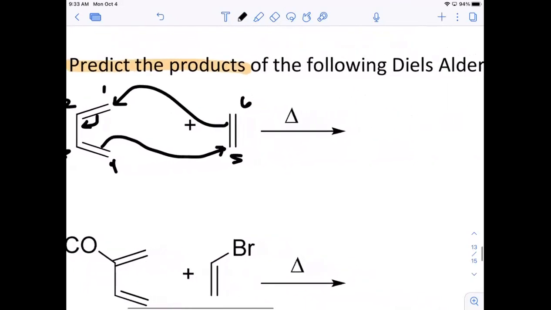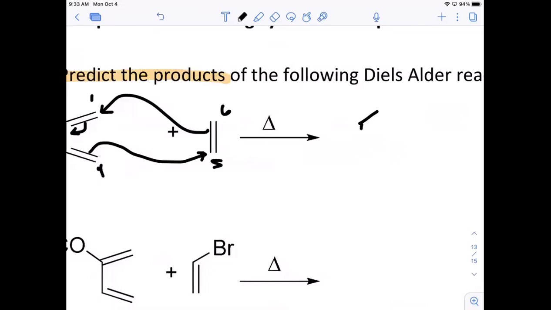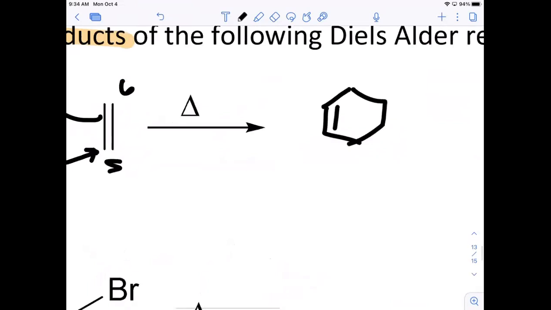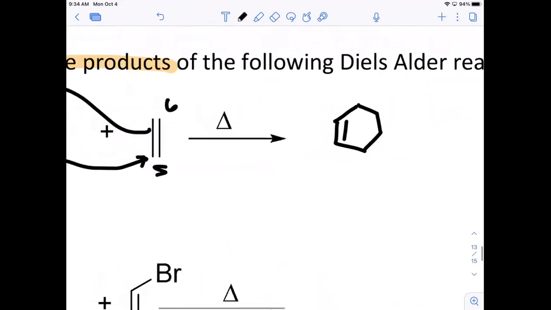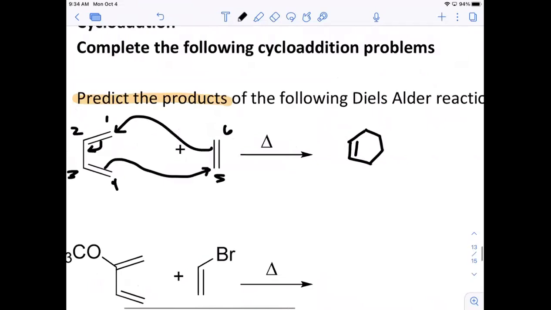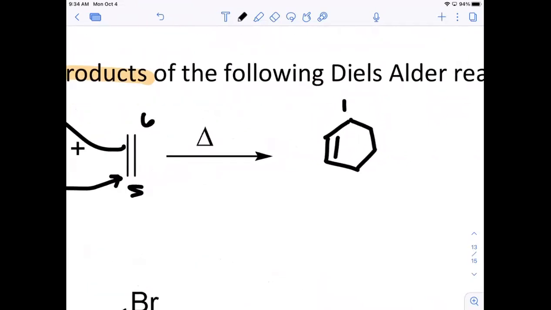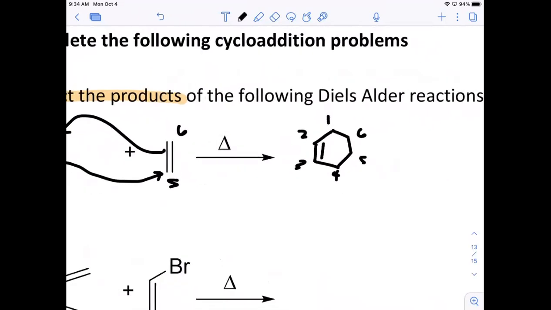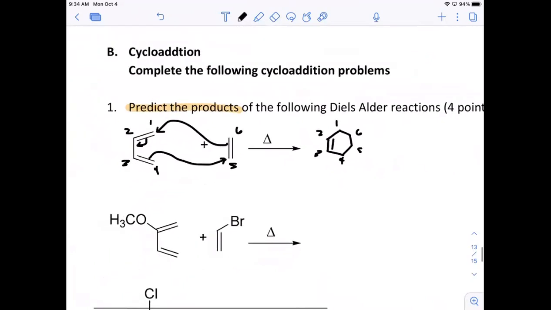So we're going to get, again, a 4+2 cycloaddition. The core structure that you're going to make is a cyclic alkene, right? Let me fix that up. Right, there are no substituents, so this is what you're going to get, and we'll put the numbers back in. That's 1, 2, 3, 4, and that's 5, and that's 6. All right, everybody okay with that?